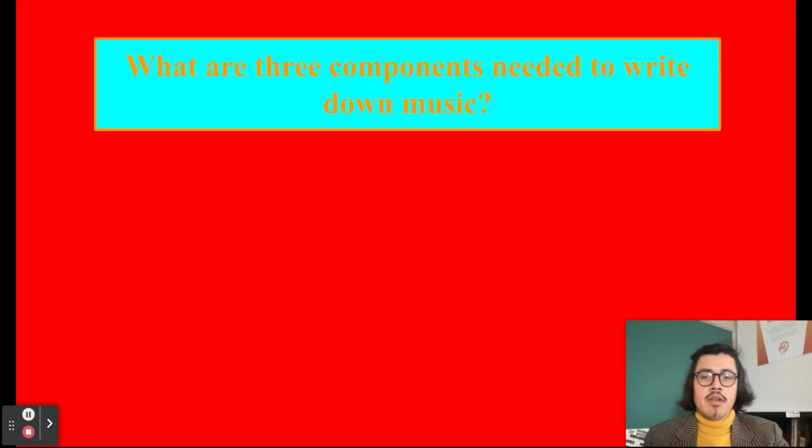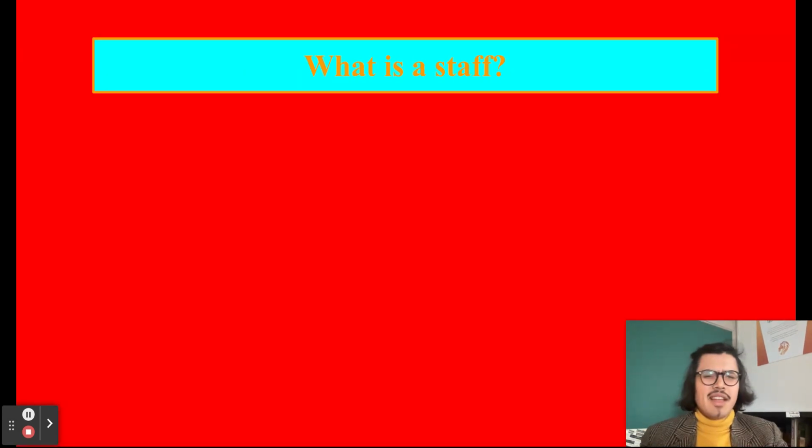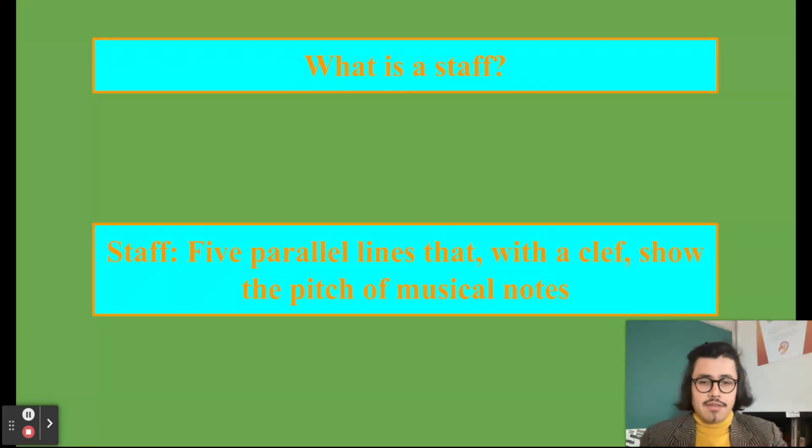Simple as that. So, what are the three components needed to write down music? Tick tock, tick tock. That's correct. Yes. A staff, a clef, and musical notes. What is a staff? Do you remember that? The other name is pentagram. So, staff, five parallel lines that with the clef show the pitch of musical notes.